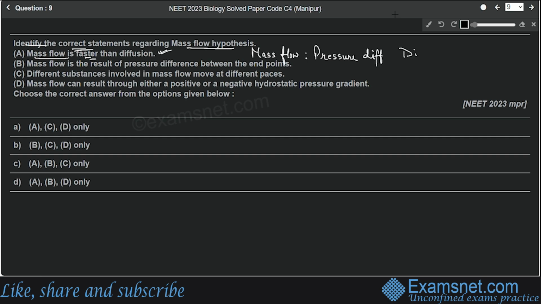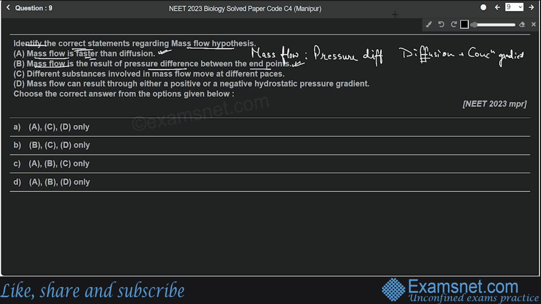Whereas if we talk about diffusion, it relies on the concentration gradient. Due to this reason, diffusion is generally slower than mass flow, or we can say mass flow is faster than diffusion. Okay. Now let's come to the second statement. It says mass flow is the result of pressure difference between the endpoints. Yes, we have already discussed that mass flow is the movement of sap that is driven by the pressure gradient between the source and the sink.